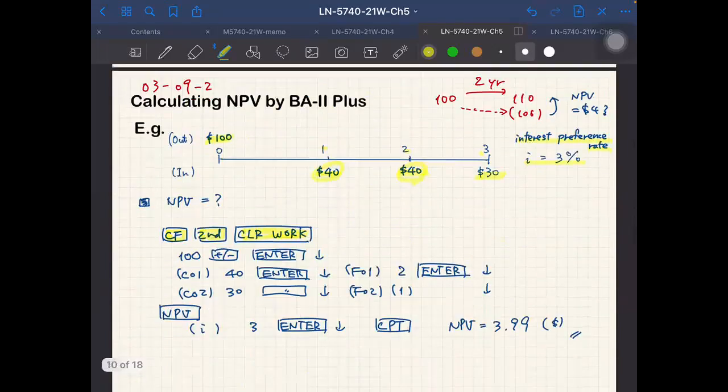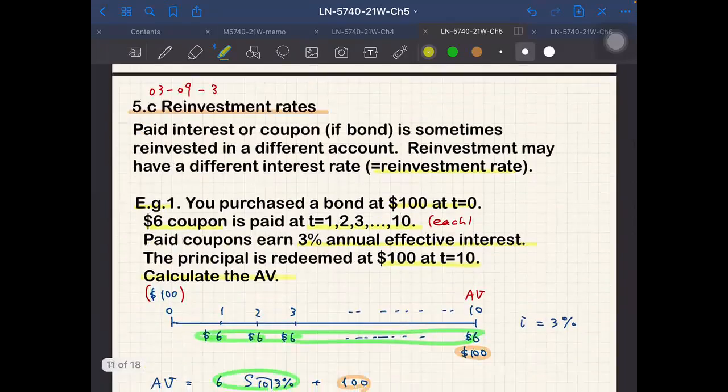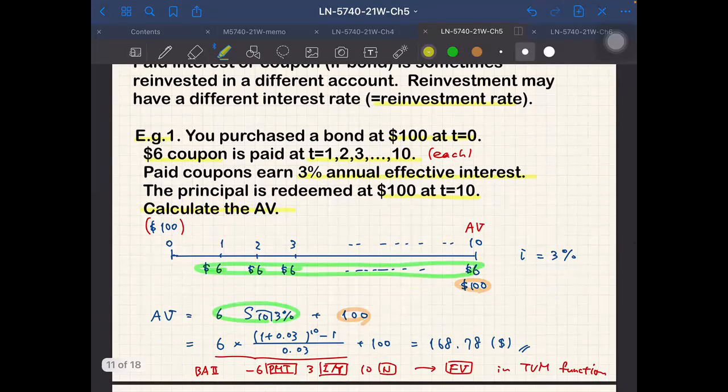And the second topic is reinvestment rates. Reinvestment rates means that we earn some interest or coupon or dividend, but the earned dividend or coupon is deposited into another account, so it will be earning a different interest rate. How do we deal with this situation? Basically, we think about the final interest rate.